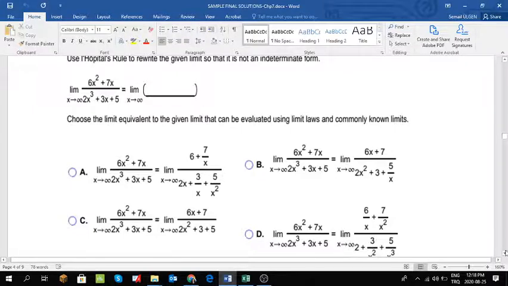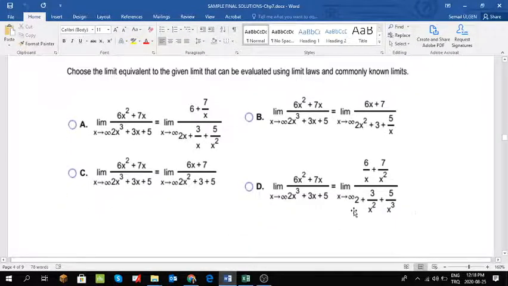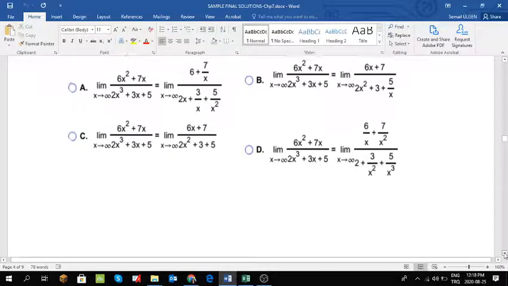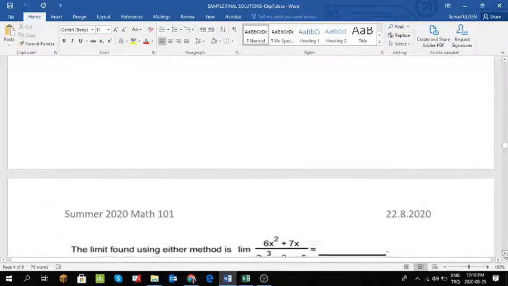This looks right, because if you factor out x cubed, you get 2 left, and 3 over x squared left, and 5 over x cubed left. And if you factor out x cubed, you have 6 over x left plus 7 over x squared. This is going to go to 0, this is going to go to 0. We have 2 in the denominator, and the top goes to 0, and the answer is 0. So the solution here is D.